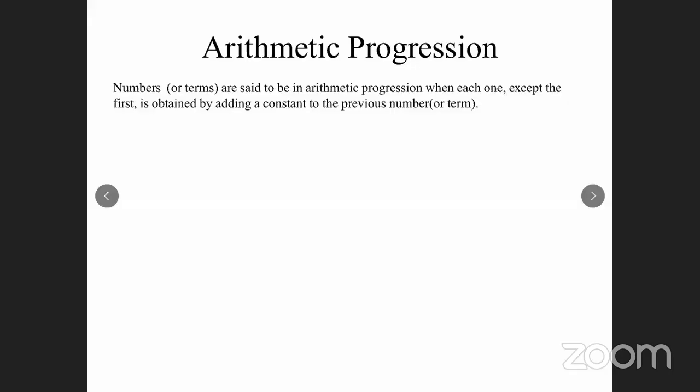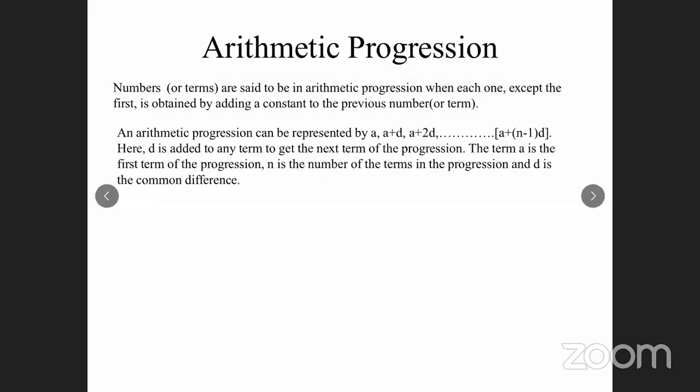Now, what is an arithmetic progression? Terms are said to be in arithmetic progression when each one except the first is obtained by adding a constant number to the previous term. For example, the general AP is a, a plus d, a plus 2d, and so on. We are adding a common difference d to the previous term, except for the first term. The first term is a, the second term is a plus d, and the third term is a plus 2d.